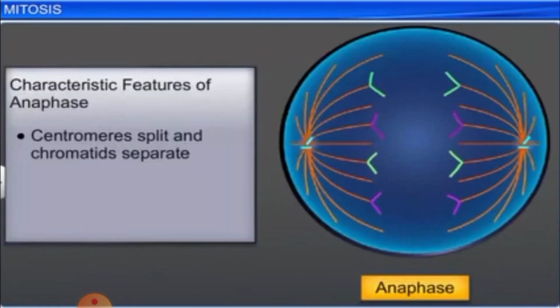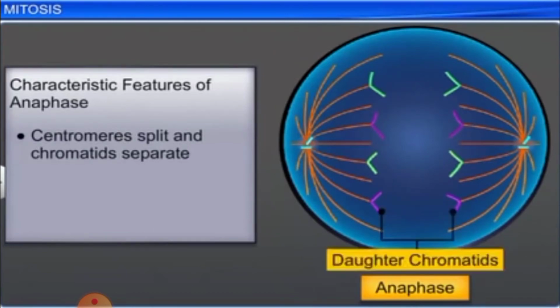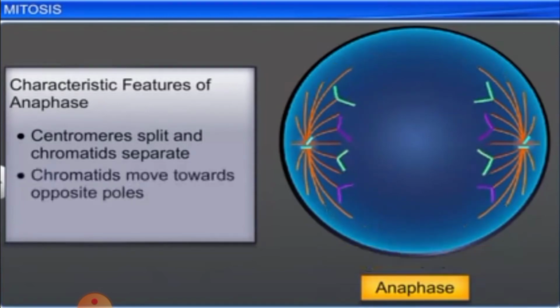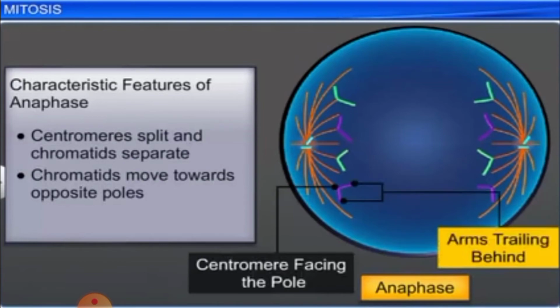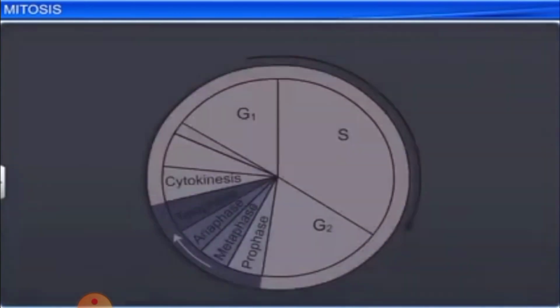The third is anaphase. At this stage, the centromere splits and the chromatids separate. They start moving towards the pole. The chromatids lie opposite to each other. The centromere faces the pole.